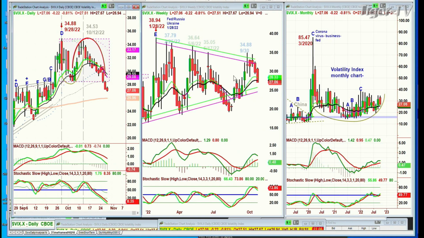So that's the VIX index. And look at that repellent zone. It's actually under the 14-period moving average for the first time in ages. All right, that's the VIX.